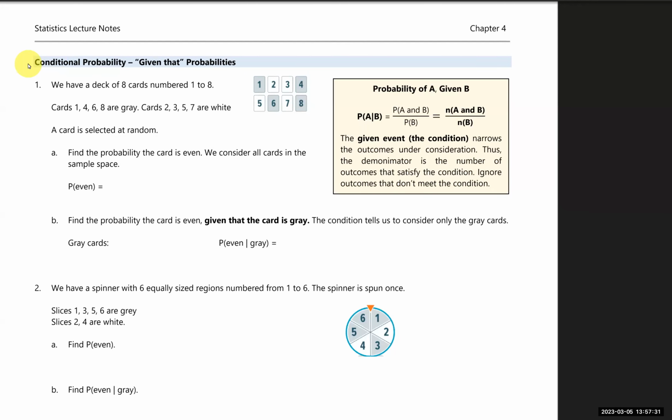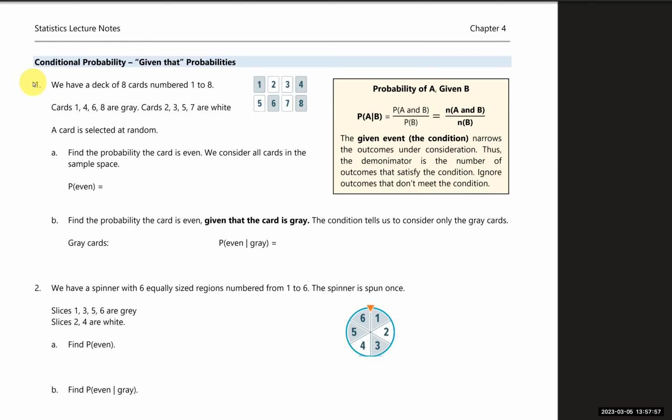Now we'll take a look at a component of the multiplication rule that we saw earlier with dependent events. And it was this part called conditional probability. And we read it as a "given that" probability. So we saw this notation earlier with a vertical bar. It's called a pipe. And I'll review this notation and this formula in the context of a problem.